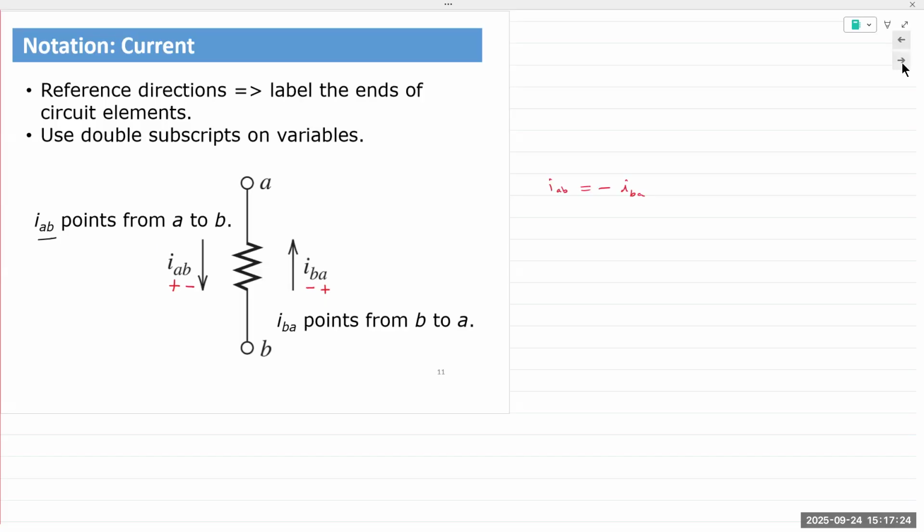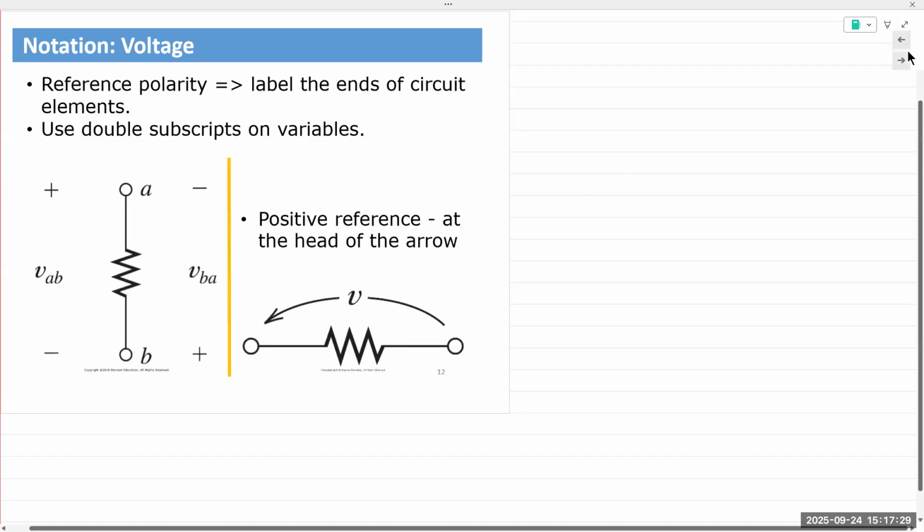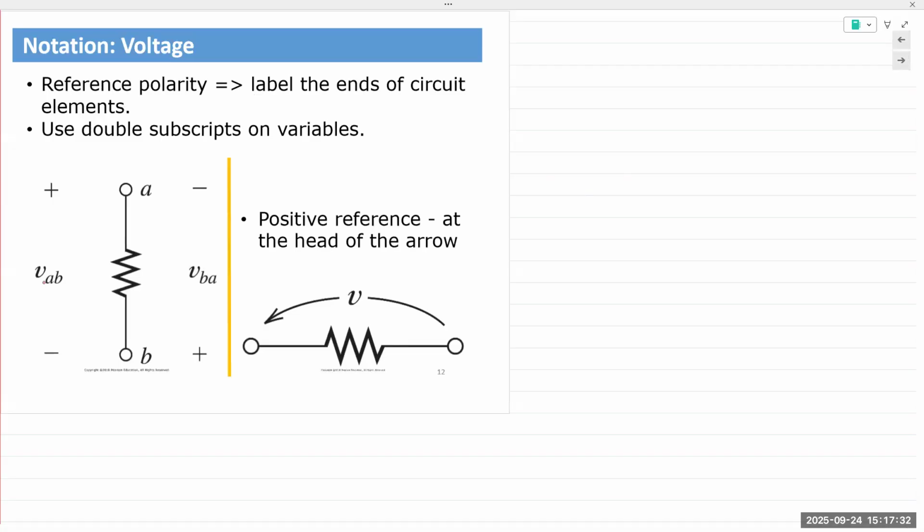All right. Same thing with voltage. If you have voltage VAB and voltage VBA, VAB means the positive reference or positive terminal is connected to point A, and negative is connected to B. VBA means the exact same thing in reverse. So VAB means you're measuring voltage at A and your reference point is at B. And VBA, same thing, measurement at B, reference point at A. That's the double subscript notation.